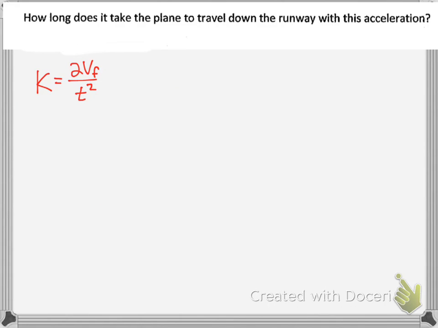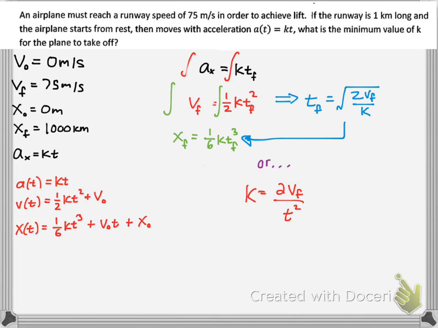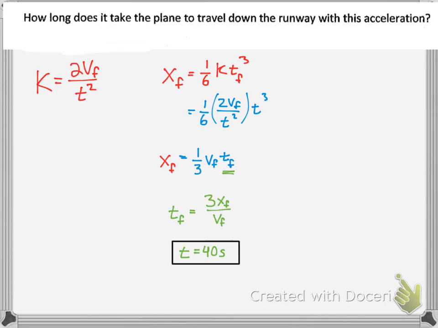So, using that formula we just got here, we have the position. How long does it take to go that distance is what we're looking for. We simply plug in k to that equation, simplify, and you get 1/3 times the final velocity times the final time. Now that time is what we want to know: how long does it take? So we solve for t, and we get 3 times the final distance over the final velocity. Well, the final position is 1,000. 1,000 times 3 divided by 75 is 40 seconds.